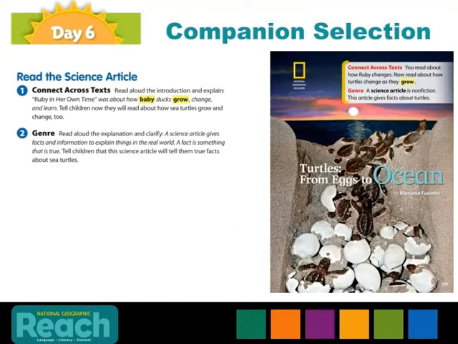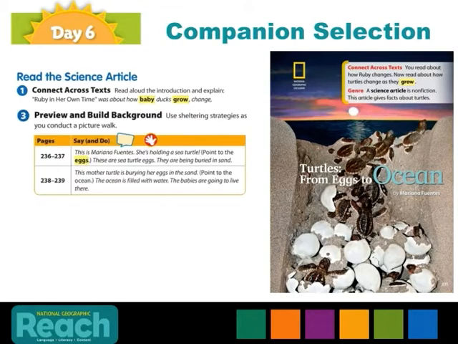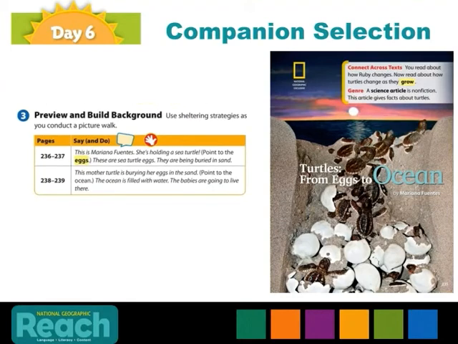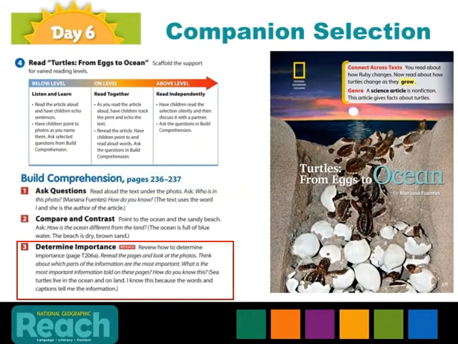Day 6 is the beginning of the companion selection instruction, but this time we begin by connecting the text we are about to read to the text we already read in the main selection. Then we introduce the genre and preview and build background just like we did with the main selection. As you read, scaffolded instruction for building comprehension is provided again. We still have the scaffolded support for students at different reading levels, but notice that this time, as we build comprehension, we are reteaching the reading strategy if necessary.